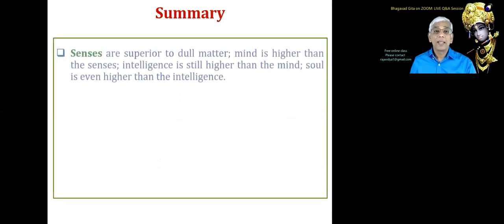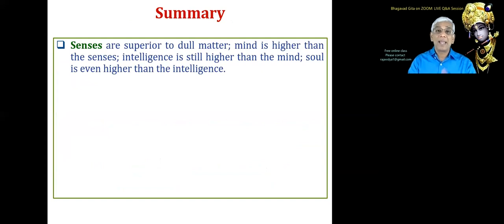Now, summary. We understood about mind, senses, intelligence, soul, body and their relationship, and we understood very clearly that the soul should control the mind, then the mind will become our friend. Since senses are superior to dull matter, we know scientifically how it is. The mind is higher than the senses, intelligence is still higher than the mind, and the soul is even higher than the intelligence. This is a knowledge we need to know.